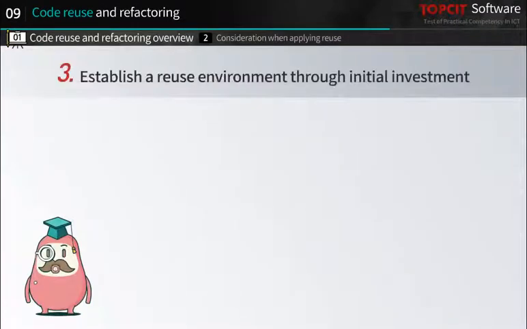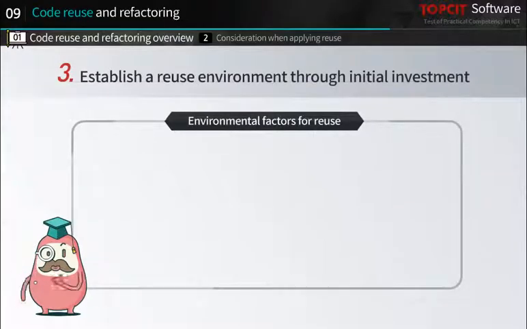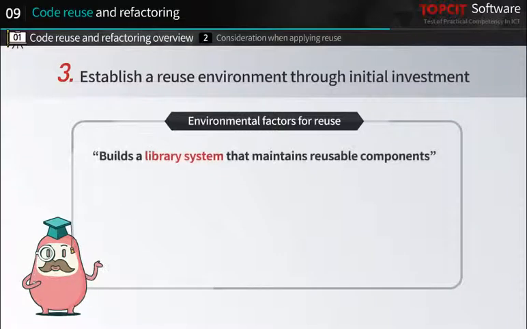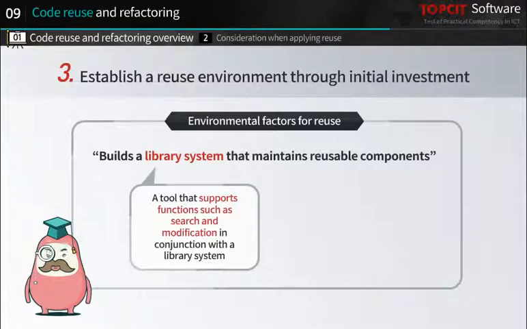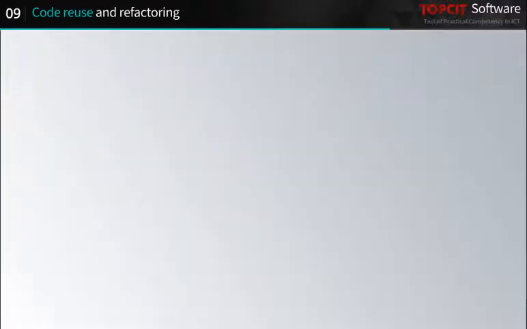Third, it is necessary to establish a reuse environment through initial investment. In order to support reuse in the same context as mentioned above, environmental factors must be provided for reuse. An environment that supports reuse is a system that builds a library system that maintains reusable components, a tool that supports functions such as search and modification in conjunction with a library system, and a communication network required to support reuse at local or remote locations.